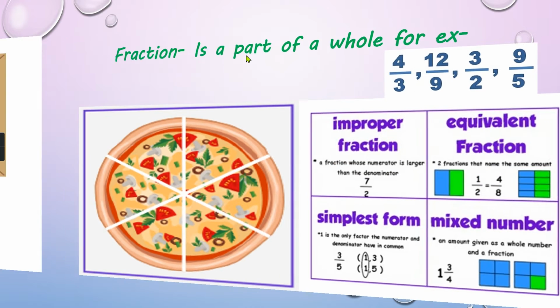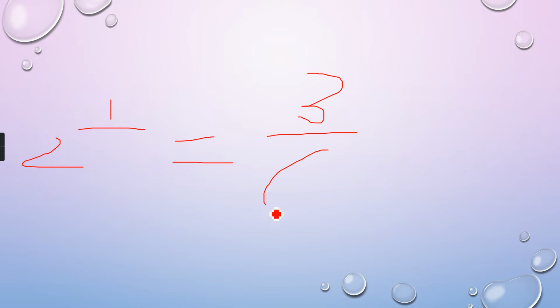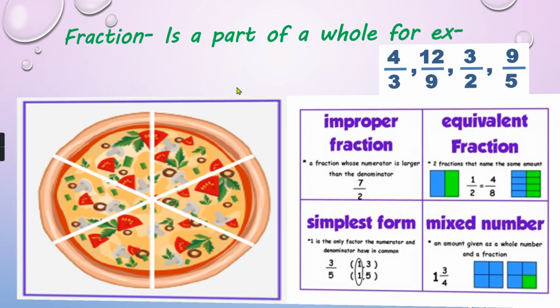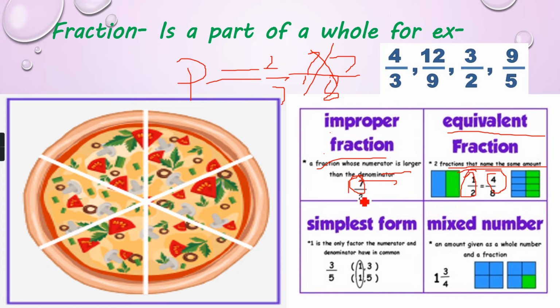Like if I write, thinking of the pizza, let's see, 1 upon 2 equal to 3 upon 6. This is also the same, both pairs are equal fractions. How? Because 3 upon 6 is half, and you can see that this is the half and this is also the half. So half is the theme and both mean the same. So you can see, such types are equivalent fractions.